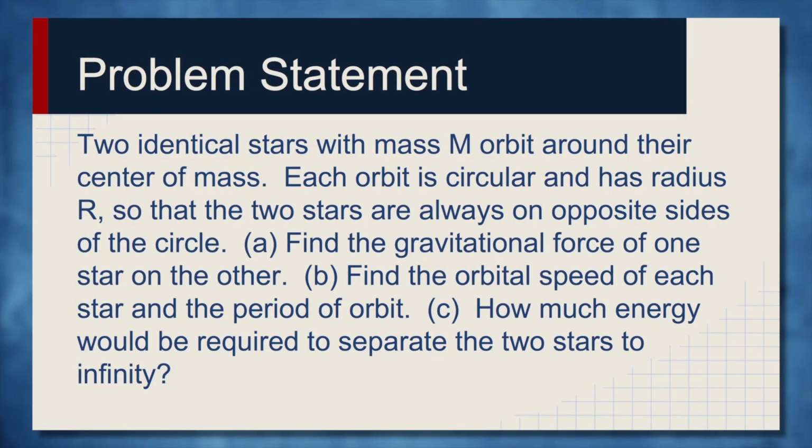Two identical stars with mass big M orbit around their center of mass. Each orbit is circular and has radius r, so that the two stars are always on opposite sides of the circle. Find the gravitational force of one star on the other, and find the orbital speed of each star and the period of the orbit. And then part C asks how much energy would be required to separate the two stars to infinity. At this point, you should pause the video, reread this problem a couple times, and maybe even try it on your own.